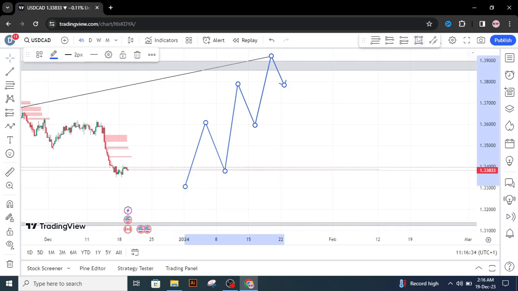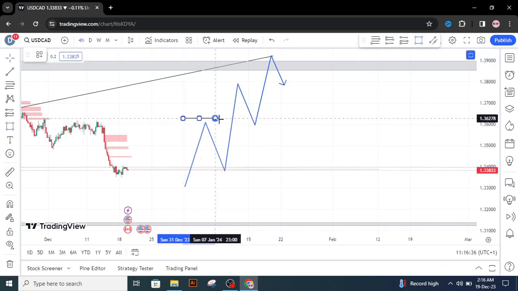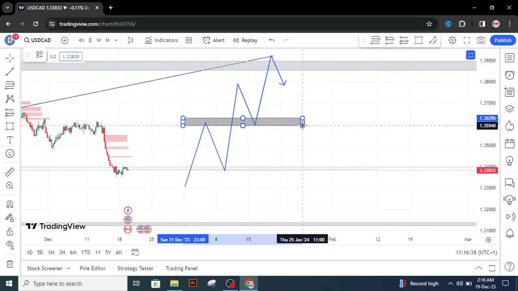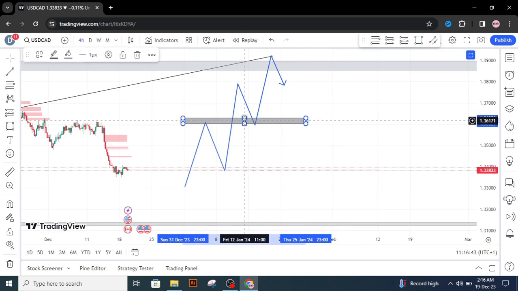Here we go. You're going to make it a support zone like this. You are going to have something like this. Now, this area is a perfect way to enter the market.